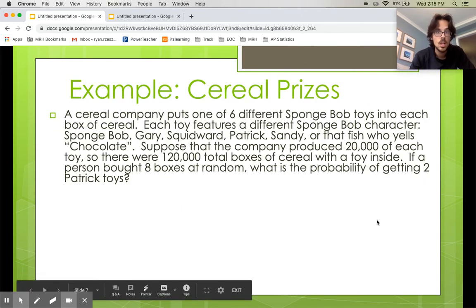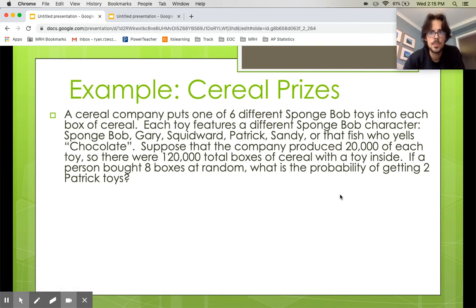So let's talk about this example right here. We're going to look at a bunch of different cereal boxes. And the cereal company puts toys in some of the cereal boxes. We've got SpongeBob characters going on, and you can see all their names written down right here. And we're going to say that 20,000 out of each of the 120,000 boxes is for each character. So the characters are evenly split. There's a sixth of the boxes having each of them. And this is our total number of boxes.